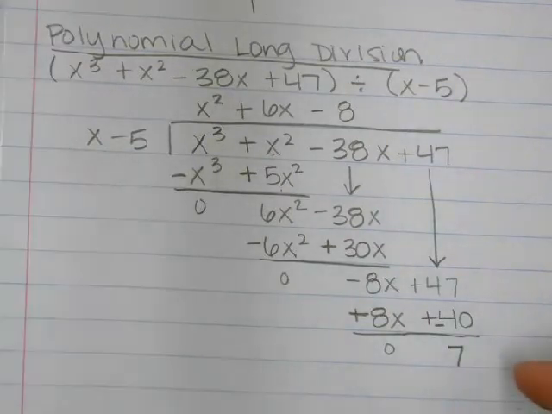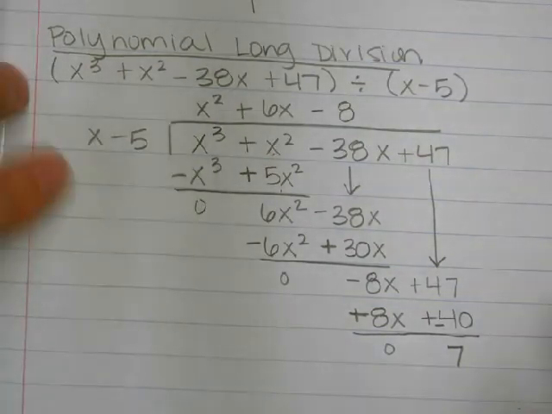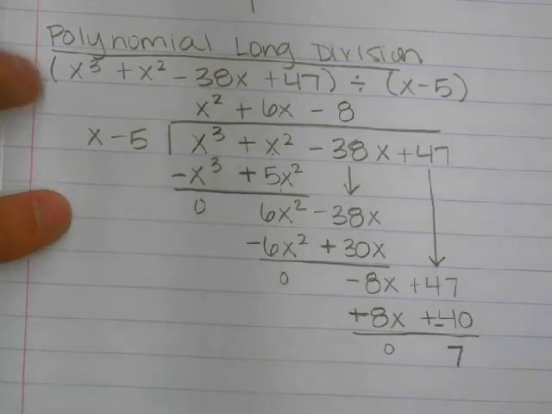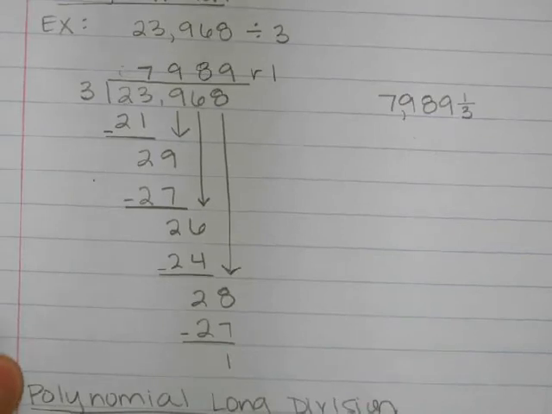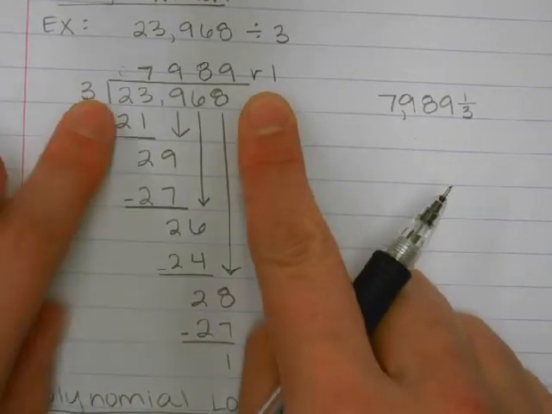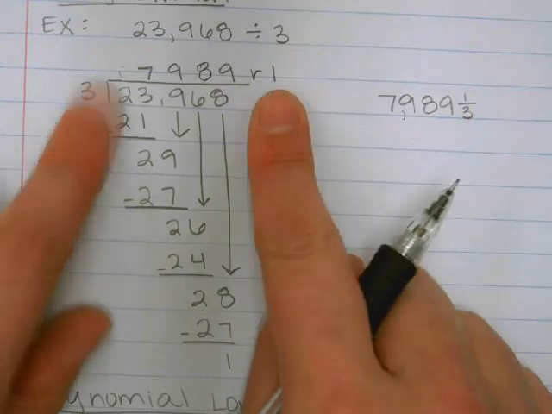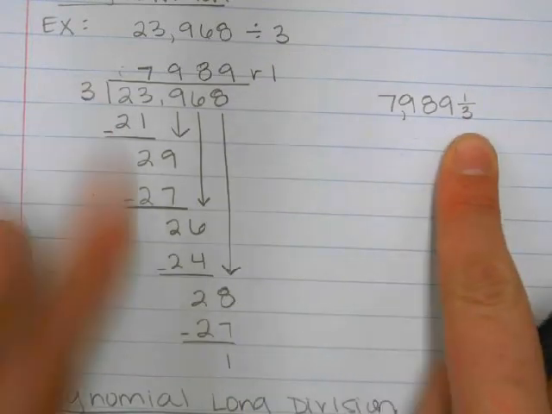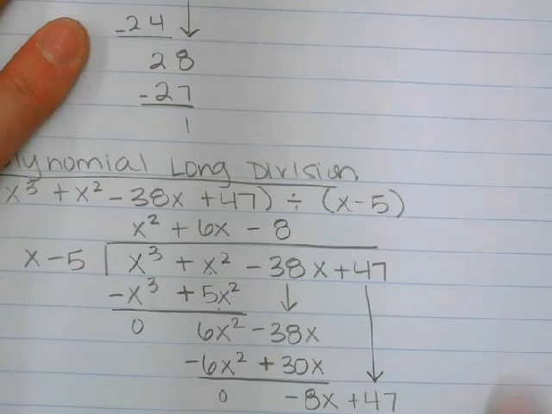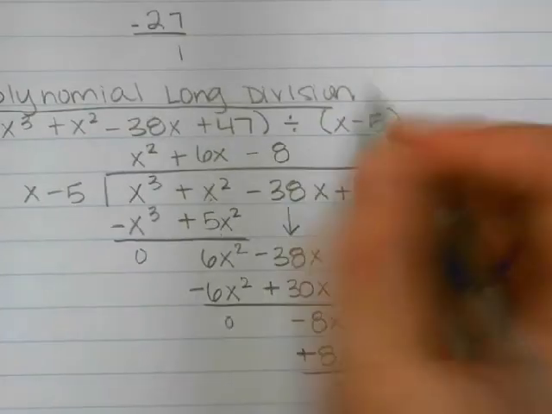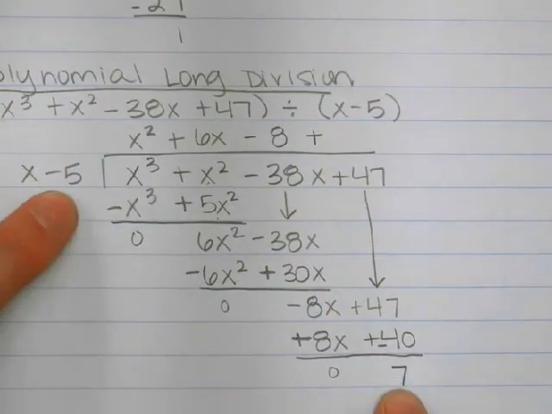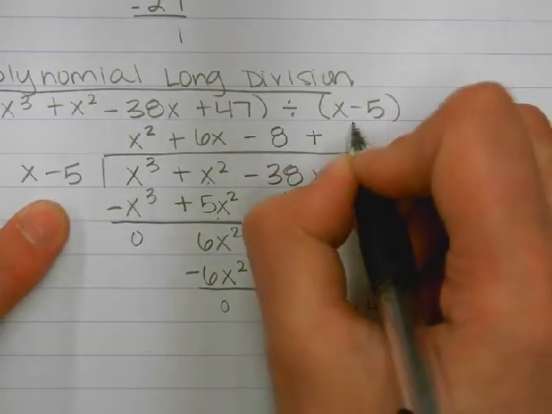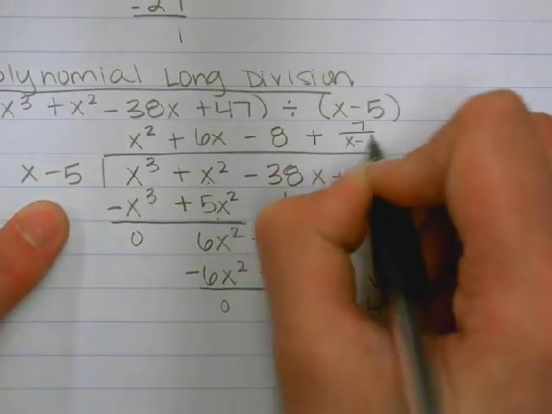Now at this point, this is kind of like our remainder. So let's not write remainder 7, but let's look back at the previous problem. So in the previous problem, we had remainder 1, and that 1 continued to be divided. We said 1 divided by 3 is 1/3. So for us, we have a remainder of positive 7, so I'm going to say that this is plus. I'm going to add something on the end, and the thing that we're going to put on the end is a fraction. This 7 is still being divided by x minus 5. So I'm going to say plus 7 over x minus 5.